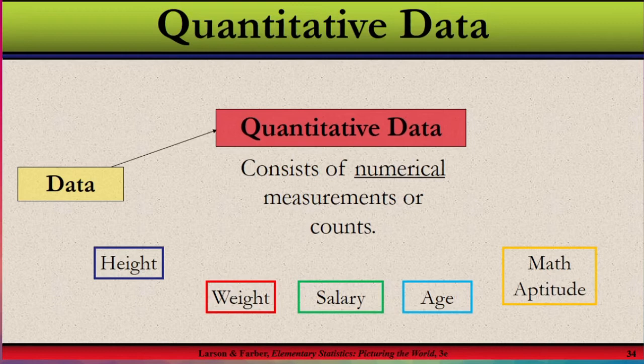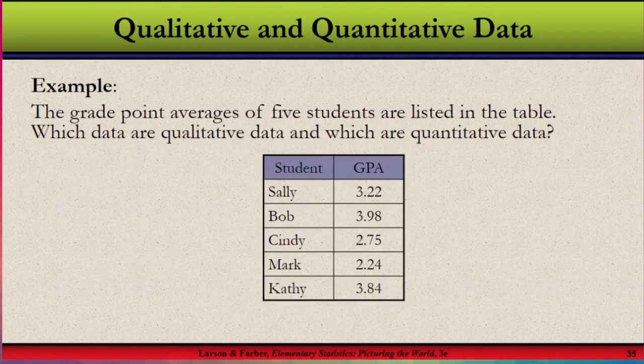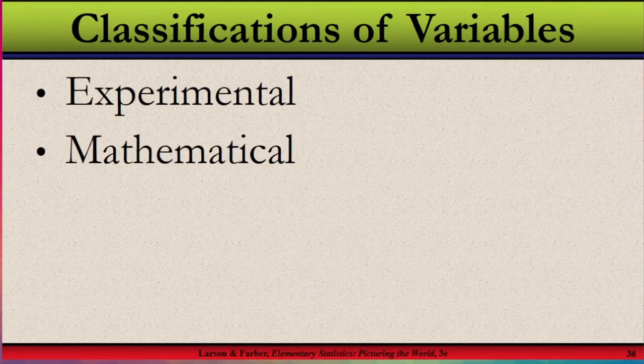So, hindi naman nalalito sa qualitative at quantitative. Okay. So, example. The grade point averages of 5 students are listed in the table. Which data are qualitative data and which are quantitative data? Yung GPA dito, siya yung average na grade ng bawat estudyante. Alin dyan yung qualitative, alin dyan ang quantitative? Okay, so tama naman. Qualitative data, yung student. Then, the other one is quantitative data. Naintindihan naman yung topic natin kanina.